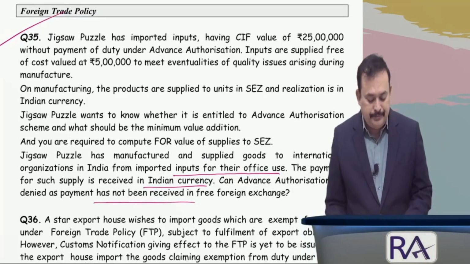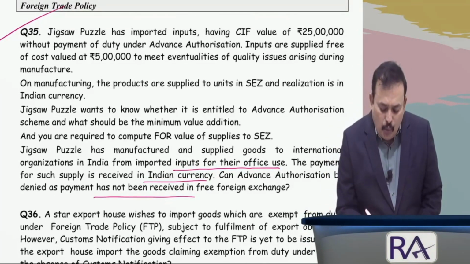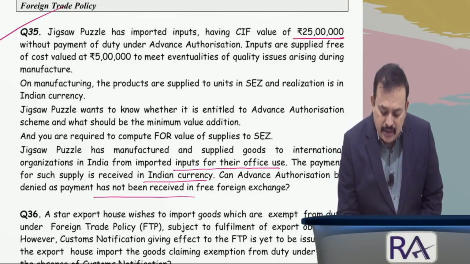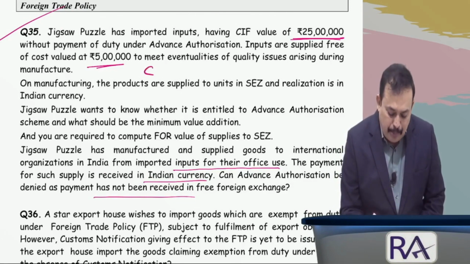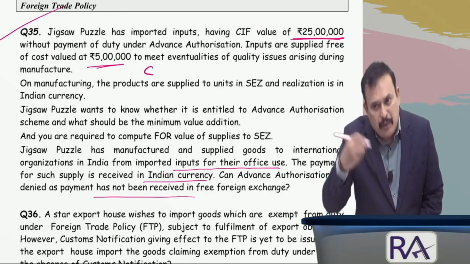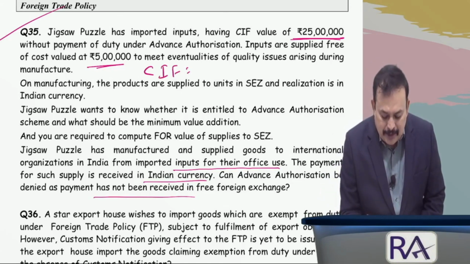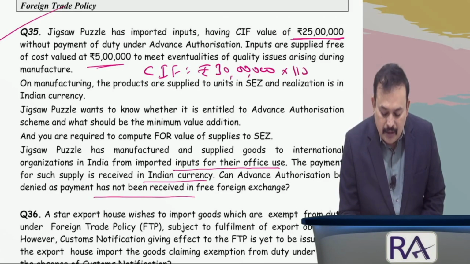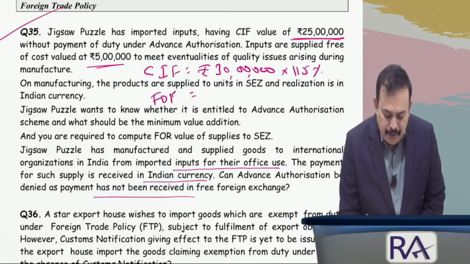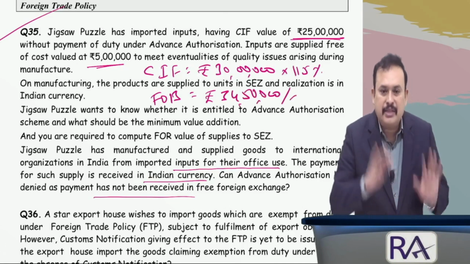My dear sir, first and foremost, what is the CIF value they imported? 25 lakh rupees, plus the supplies free of cost to meet eventualities also form part of the CIF value. So CIF value is equal to how much? 30 lakhs. Value addition for advance authorization is 15%, so 115% is equal to the FOB value of export, which should be 34 lakh 50,000. That is what they are asking to compute.